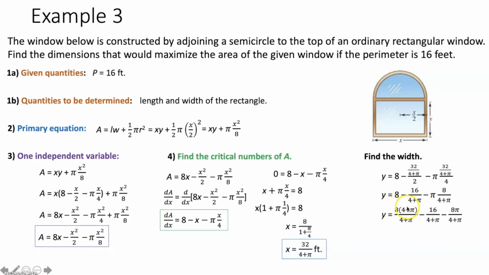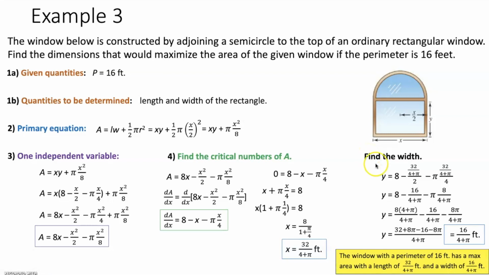I can then distribute the 8 to each of these terms and then rewrite this so it's all under 4 plus pi. Combine like terms in the numerator, the 8 pi cancels out with the negative 8 pi. 32 minus 16 becomes 16. So the width of my rectangle is 16 over 4 plus pi feet. Now, since I was asked a word problem, I need to answer in a sentence. What were the dimensions that would maximize the area of this window? That would be a window with a length of 32 over 4 plus pi feet and a width of 16 over 4 plus pi feet.